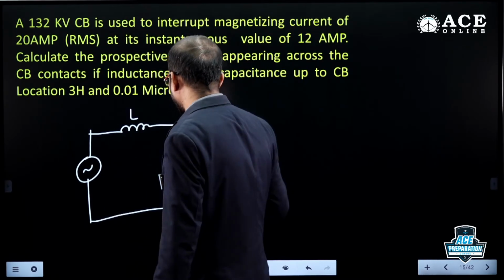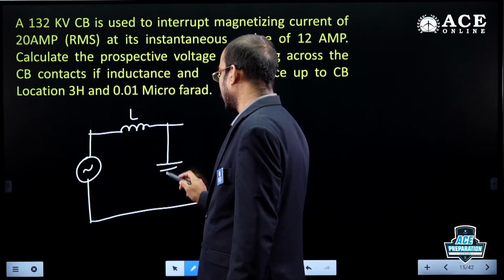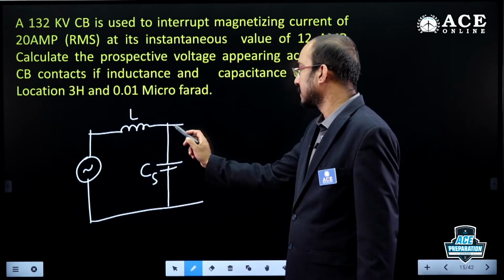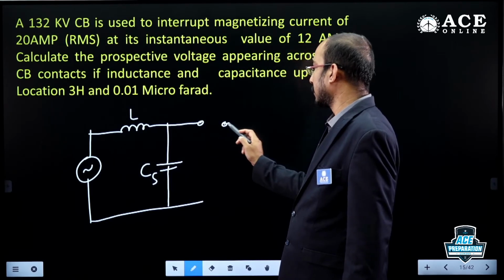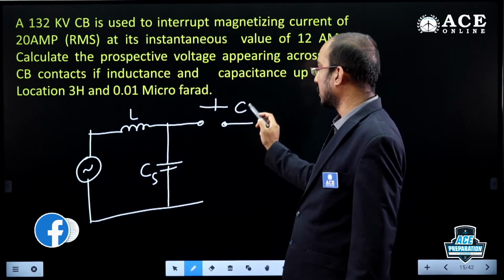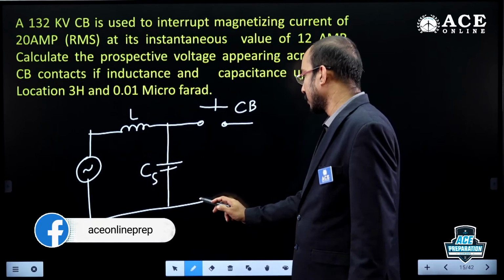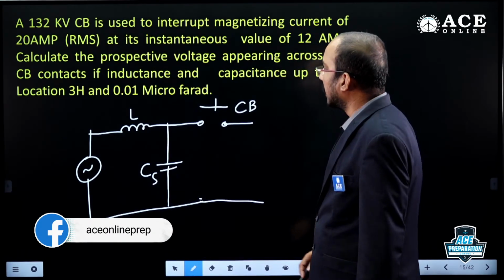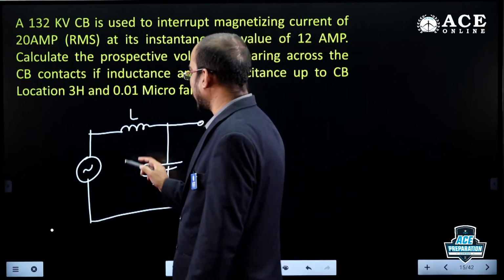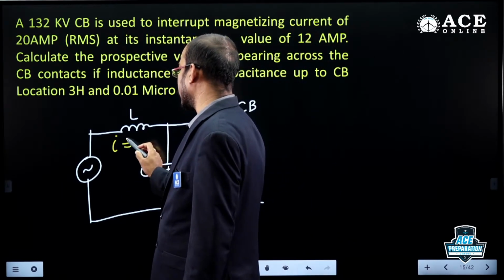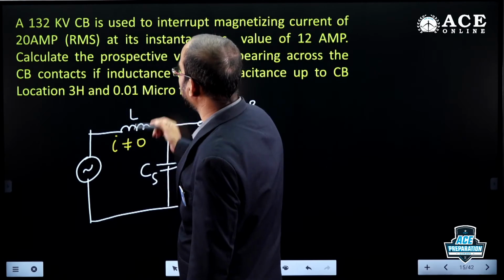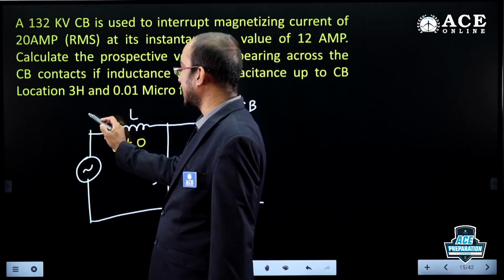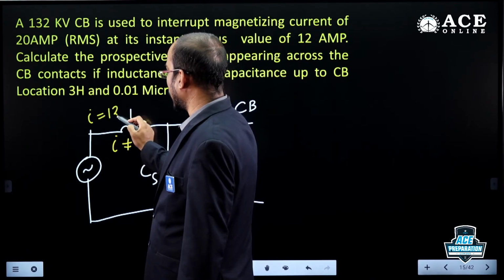Inductance is L, with some stray capacitance CS. This is the circuit breaker. Now, the current that has been interrupted is a non-zero value. What is the instantaneous current that has been interrupted? 12 amperes. Here I is given as 12 amperes.